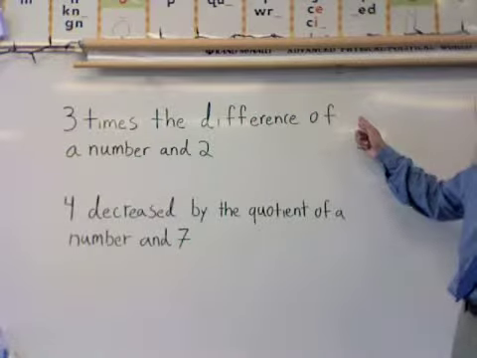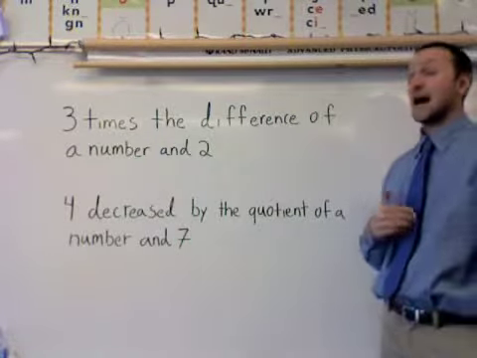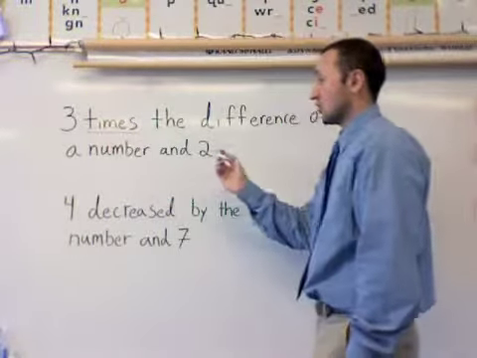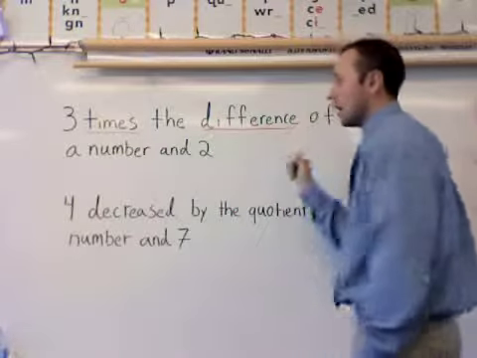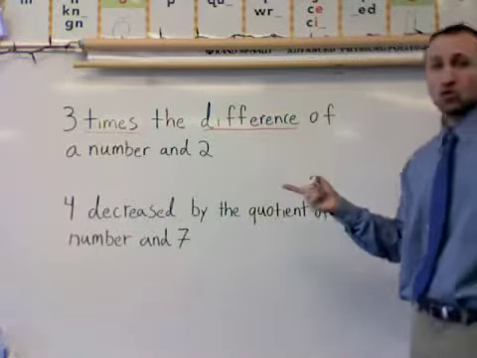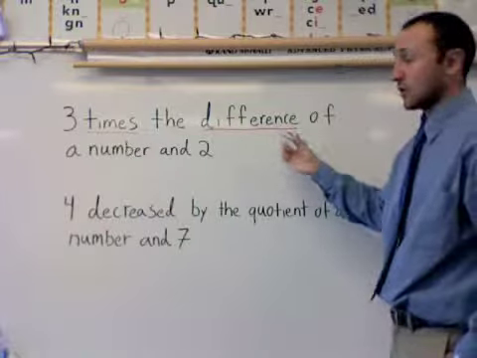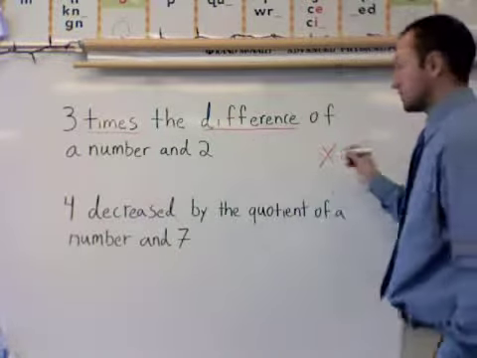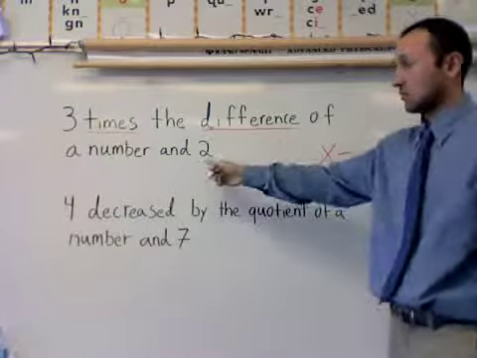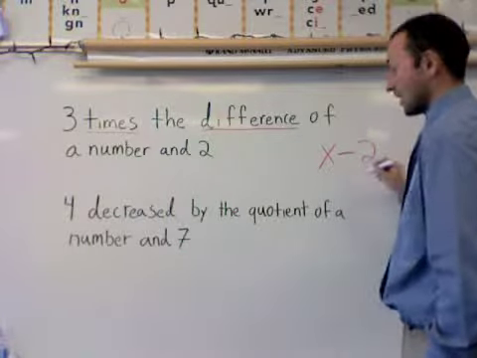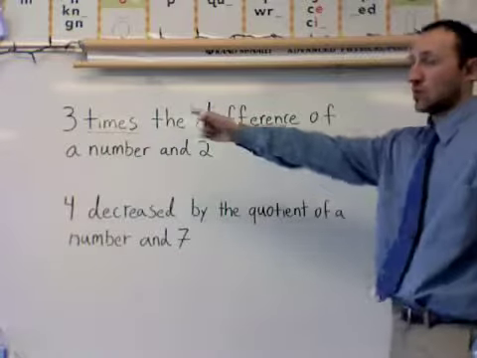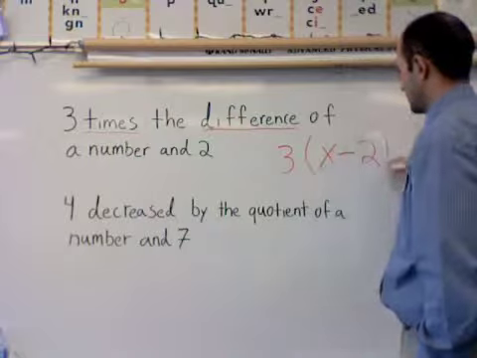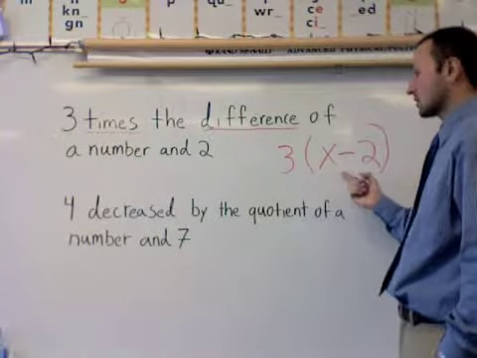So this third sentence says 3 times, that should be my key word there, 3 times the difference, there's another key, of a number and 2. So they didn't give me the number yet, so I'm going to put it down as an x. And since it's the difference, it's going to be subtraction. I know it's 2. So I end up with x minus 2, and I want to multiply it by 3. So simply 3 times x minus 2.